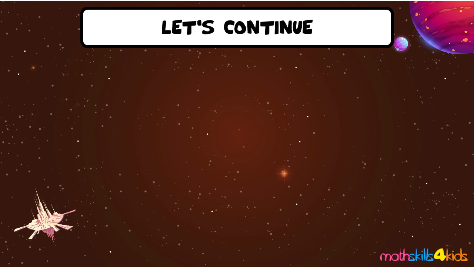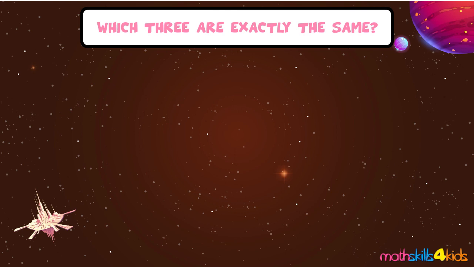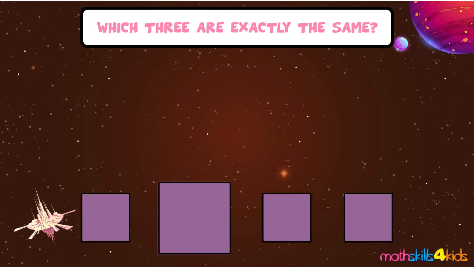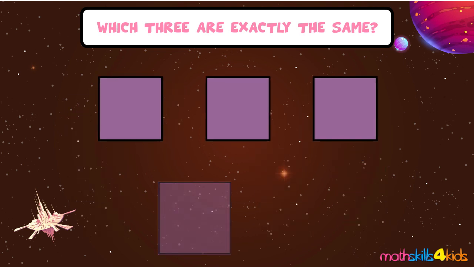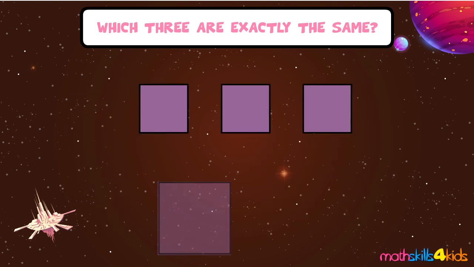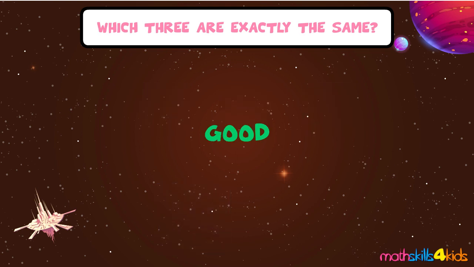Let's continue. Which three are exactly the same? Here, we can see that the shapes that are exactly the same are these small squares because they have the same size. The one that is not exactly the same is the big square. Good.